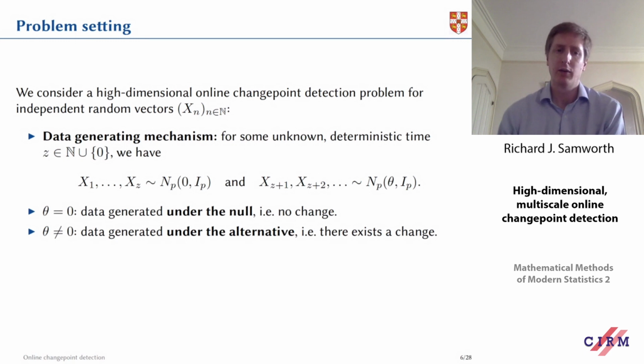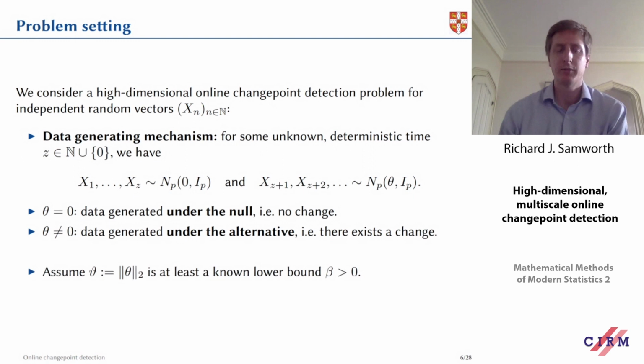So one possibility is that theta is 0, and then of course you've got no change, and we'll say that the data are generated under the null. But if theta is non-zero, then we do have a change point, and we'll say that change occurs at time z, and we'll say the data are generated under the alternative.